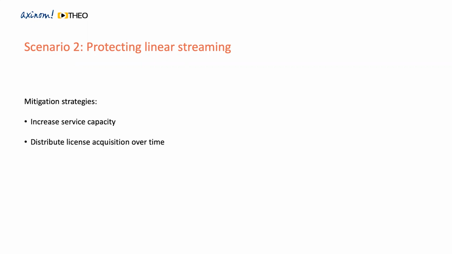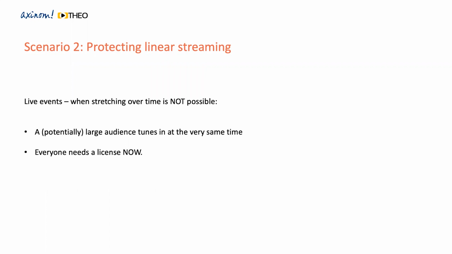And there are mitigation strategies that can help. Well, one obvious one is to increase service capacity. This has limits and, well, it's also potentially expensive. Another one is to distribute license acquisition over time.